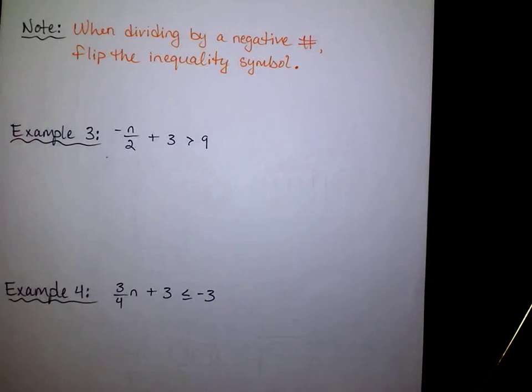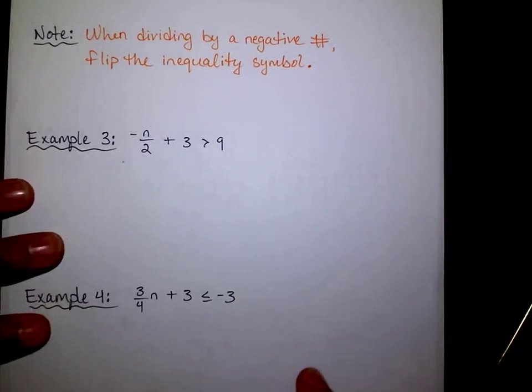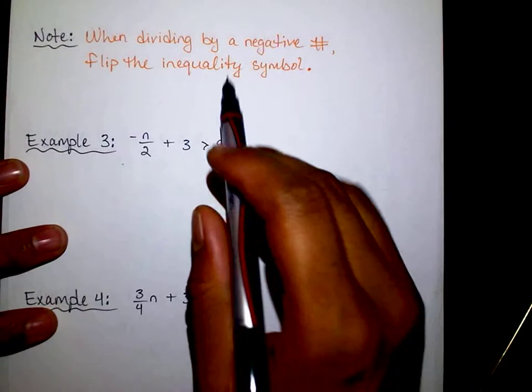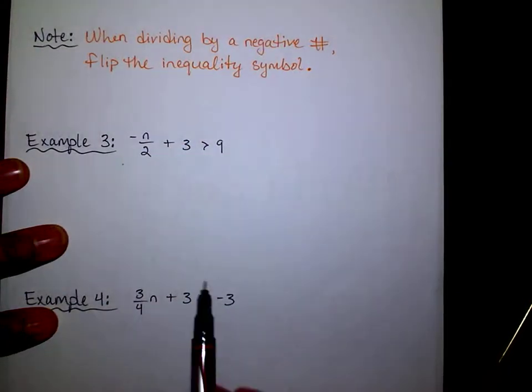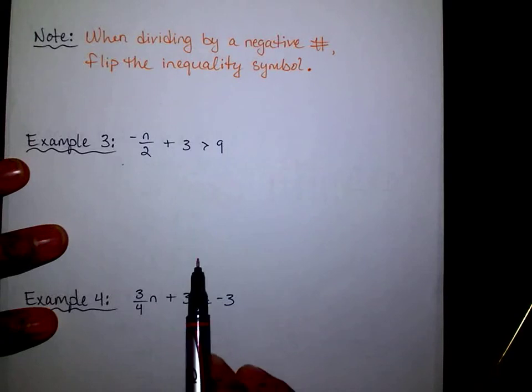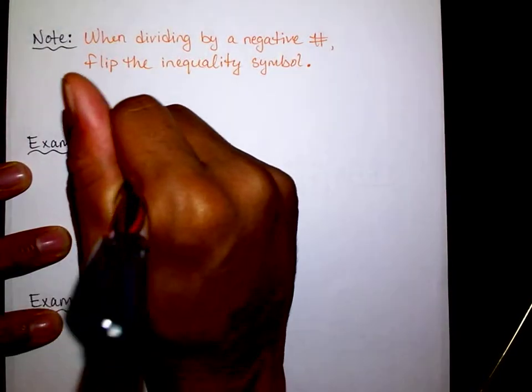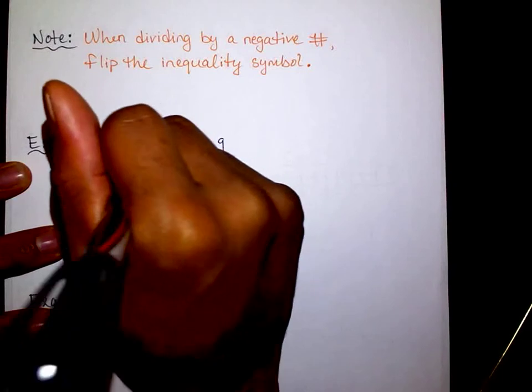Okay, so once again, this is our example, and we got our note here. When divided by a negative number, flip the inequality symbol. So we have negative n divided by 2 plus 3 is greater than 9. When I rewrite this, I'm going to rewrite this with a 1 in front of that negative sign.